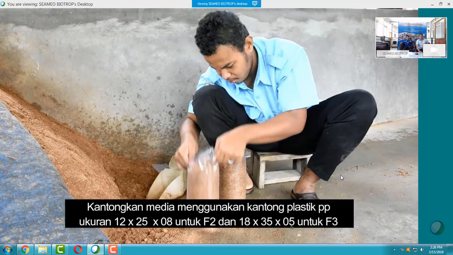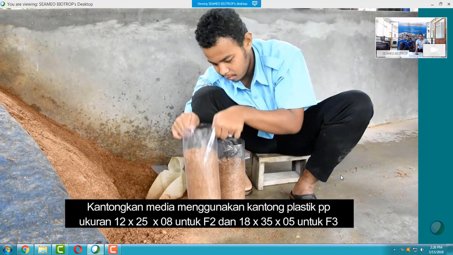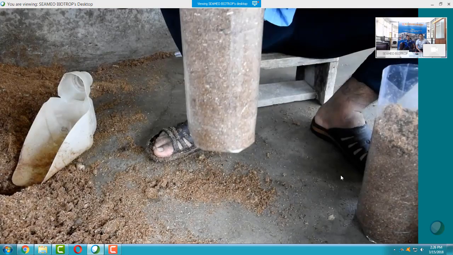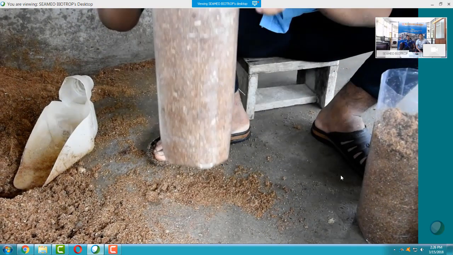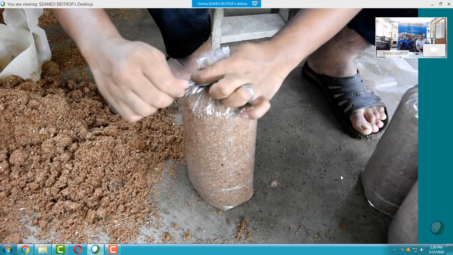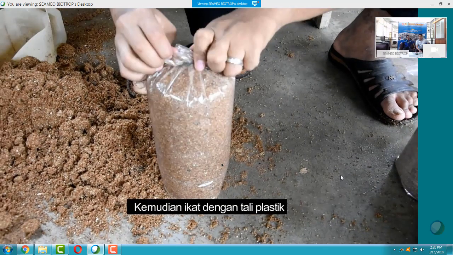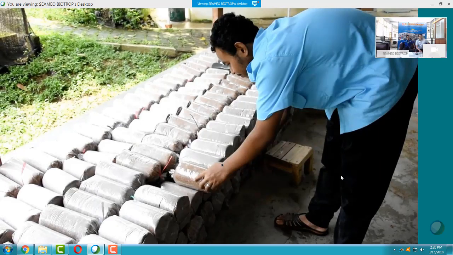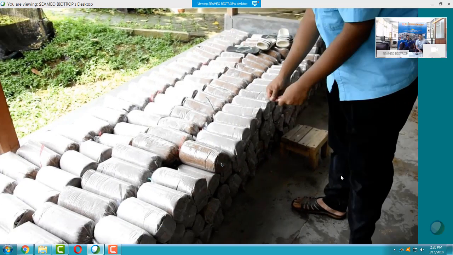And make sure that you make the material dense inside it. So that's why he presses the material inside the plastic bag like that. And after that, you can close it with a plastic rope.